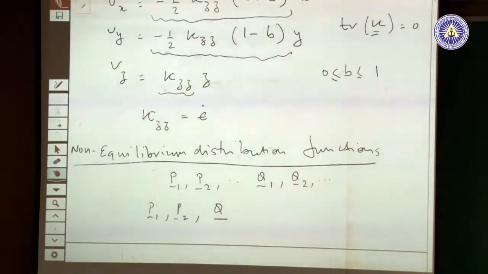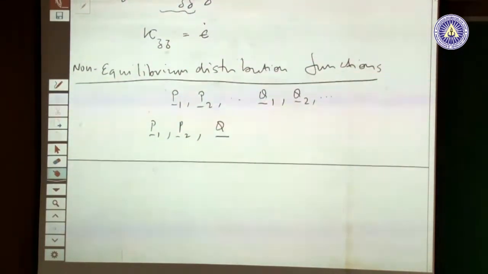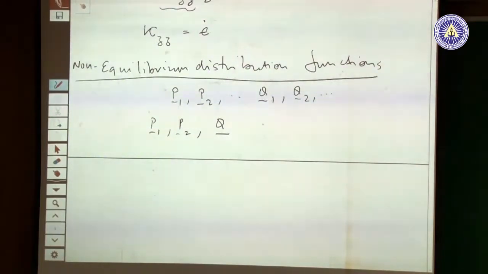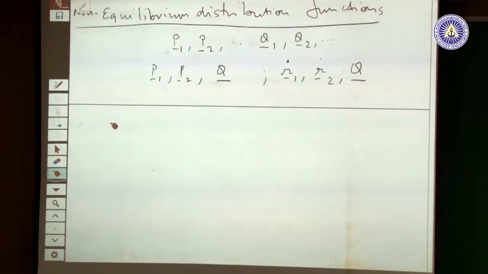But it turns out for non-equilibrium distribution functions it is actually convenient to work not with the momentum but the velocities directly. So, R1 dot, R2 dot and Q. So, we would write for instance that RC dot, the velocity of the center of mass, would be half R1 dot plus R2 dot, right, for the velocity of the center of mass.